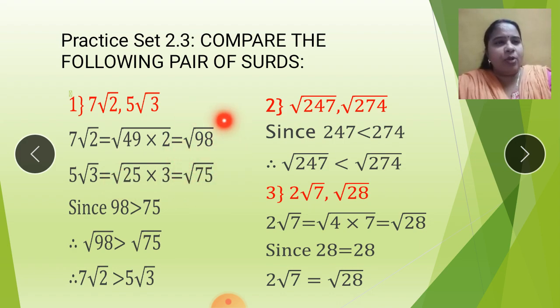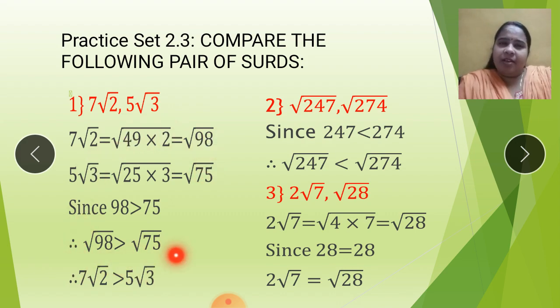Now these are pure surds and we can compare these numbers. Since 98 is greater than 75, I can conclude square root of 98 is greater than square root of 75. But from where do I get the square root of 98? I get this from 7 root 2. Square root of 75 from 5 root 3. So that is what I will conclude as my final answer. That is, 7 root 2 is greater than 5 root 3.